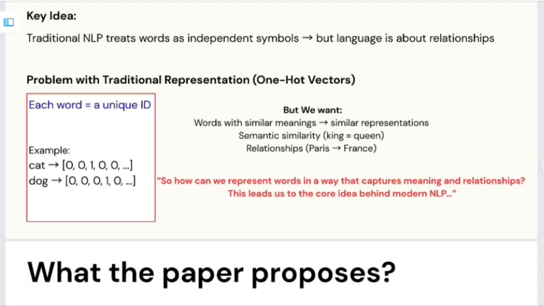So what we actually want is a representation where meaning is encoded, where similar words are close to each other and related words share structure. For example, we want cat and dog to be similar, and we want relationships like Paris to France and Rome to Italy to be reflected somehow in this representation. So the question becomes, how do we design a representation that captures meaning?